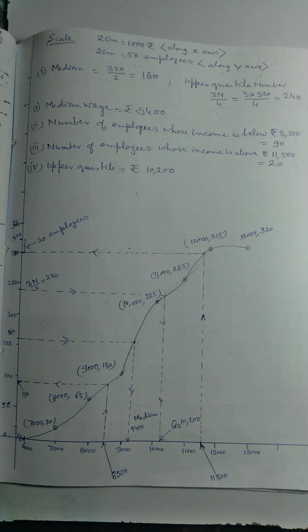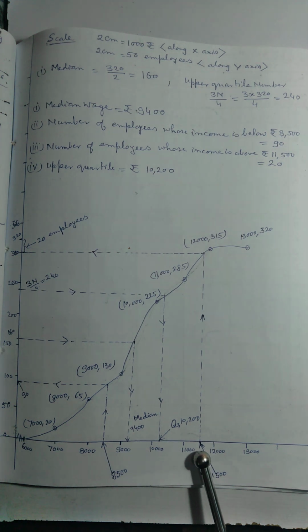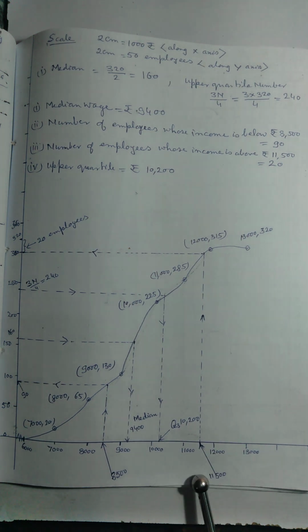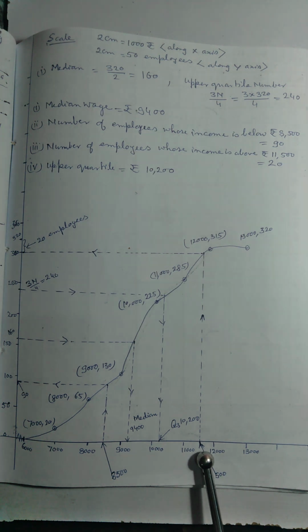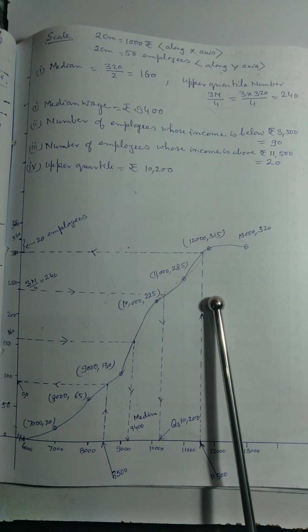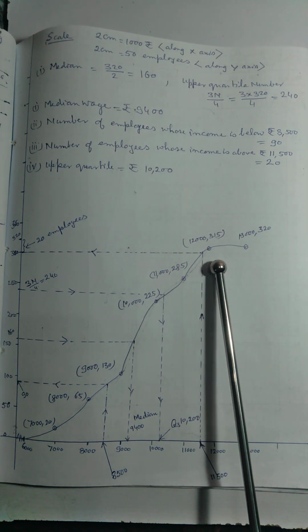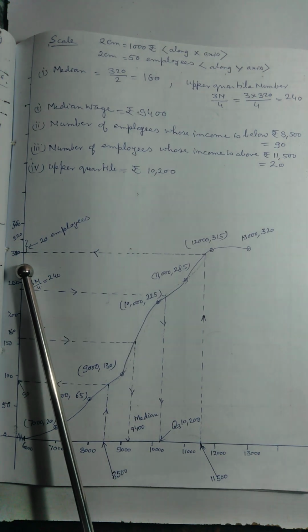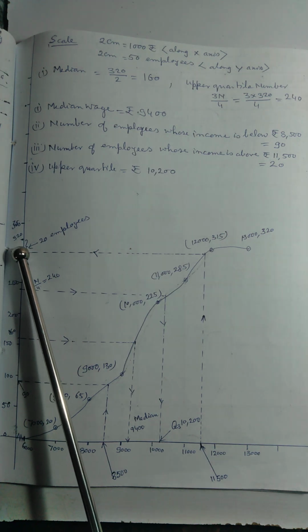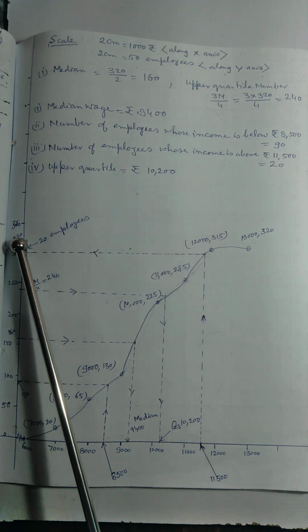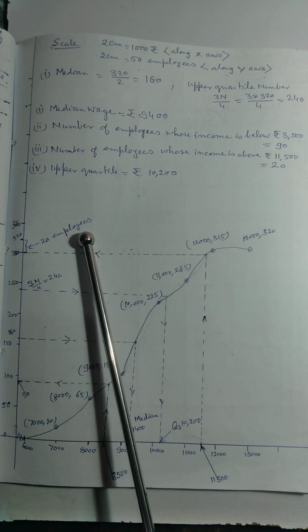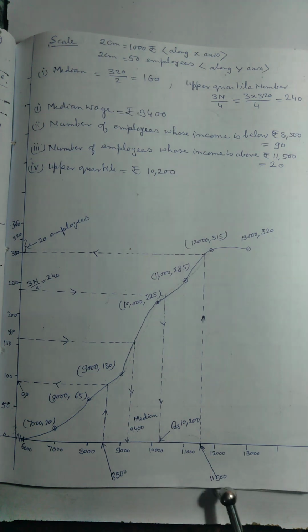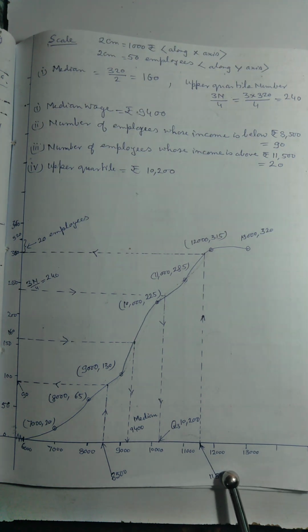Next question is, the salary of a senior employee is above 11,500. 11,500, see here, is in between 11,000 and 12,000. So 11,500, from here you draw a line parallel to the y-axis which intersects the ogive, and from the intersecting point of the ogive draw a line parallel to the x-axis which intersects at 300. So 320 is the highest. So 320 minus 300, that is the 20 employees whose income is more than 11,500.